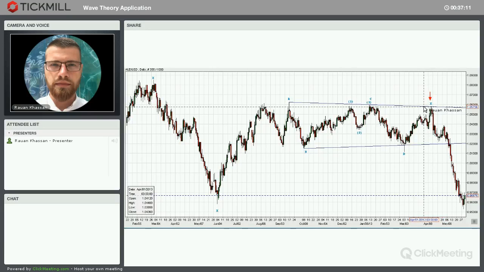So the AC line is tested and we can enter the sell trade. It can be described as an aggressive one. The conservative entry is made lower when the BD line is tested.